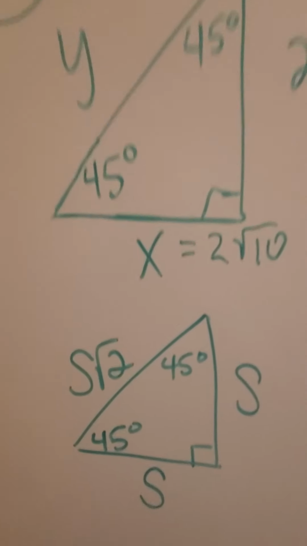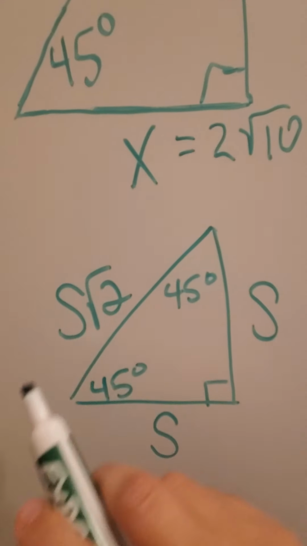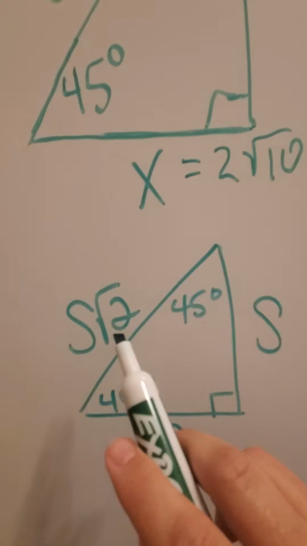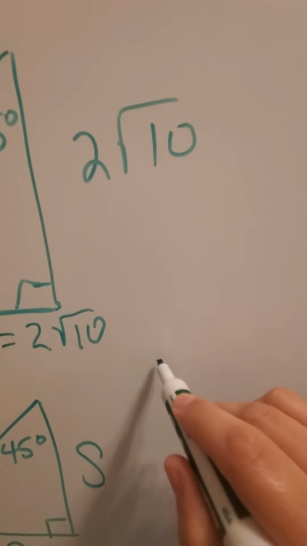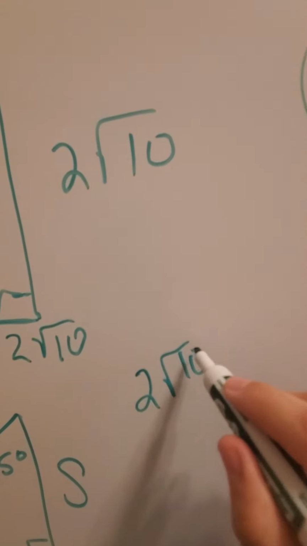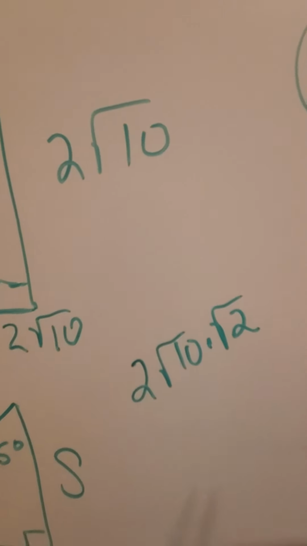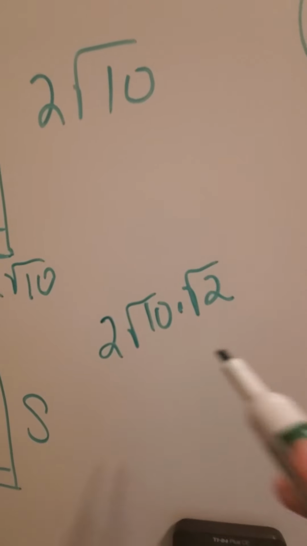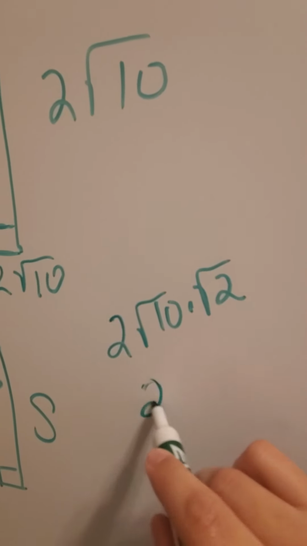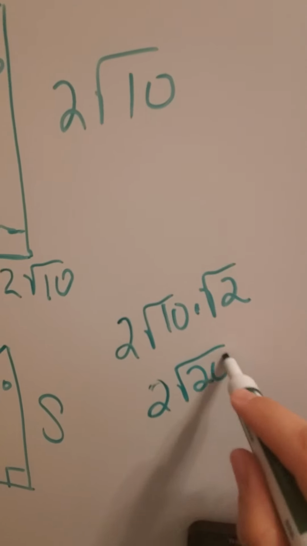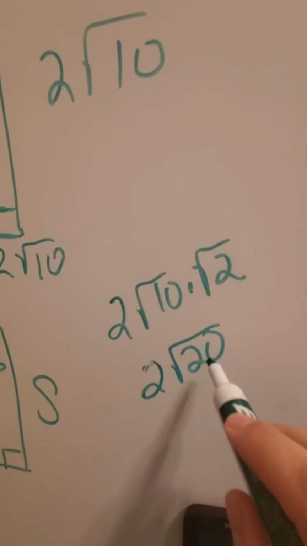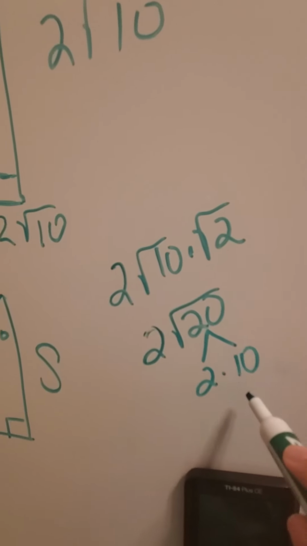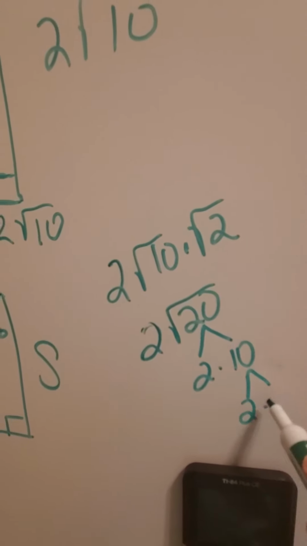Now, it also tells me the hypotenuse, the longest side, is going to be whatever this is times the square root of 2. So all I have to do is take 2 square roots of 10 and multiply it by the square root of 2. Now that looks weird, but I can multiply the numbers in the square roots together. So 10 times 2 is 20. So 2 square roots of 20. But it's not its simplest radical. 20, I can break down, that's 2 times 10, right? We just talked about 2 times 10. And 10 is 2 times 5.